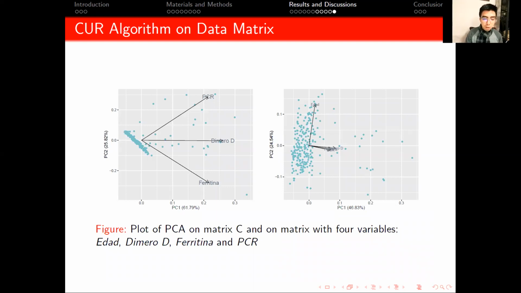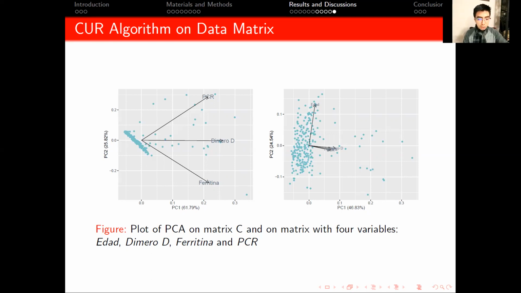Furthermore, on the left plot, we see that ferritin, D-dimer, and CRP are positively correlated, and that the proportion of the variance is high. Unlike the left plot, the right plot shows that when we add the age, the variance is lower, and that this variable is barely related with the other three variables.